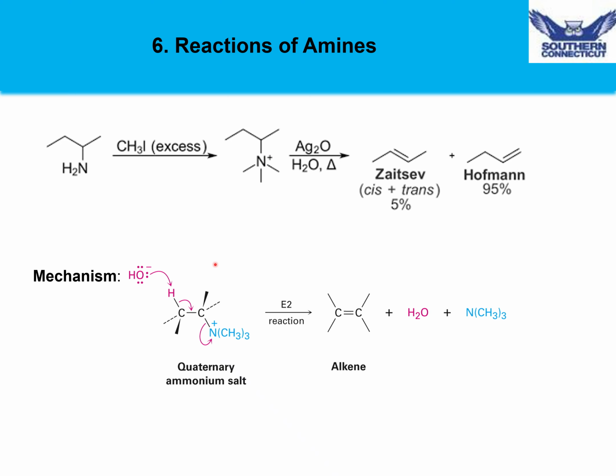Here's a look at the mechanism for this reaction, which is essentially an E2 reaction. The hydroxide ion will remove a hydrogen from a carbon that is adjacent to the carbon that has the quaternary ammonium salt. Removal of that hydrogen will lead to forming a double bond once we eliminate the nitrogen.